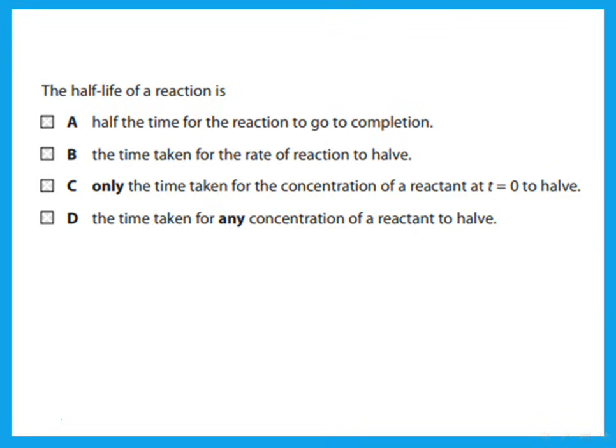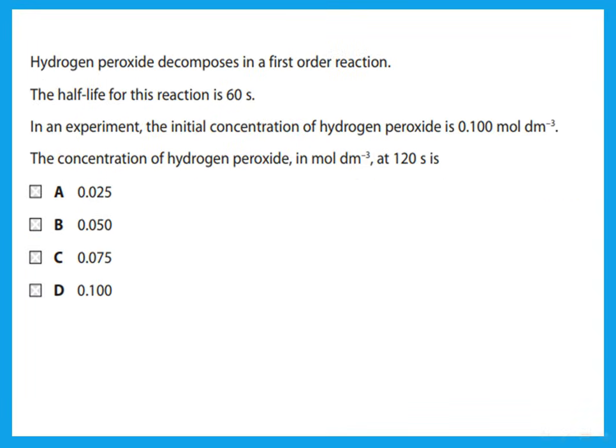If we have a question like this, the half-life of a reaction is half the time for the reaction to go to completion, or the time taken for the rate to half, or the time taken for the concentration of a reactant to half, or the time taken for any concentration of a reactant to half. It is actually the time taken for any concentration of a reactant to become half its original value. Okay? Hydrogen peroxide decomposes in a first order reaction. The half-life of this reaction is 60. That means every time it falls to half the concentration, it takes 60 seconds.